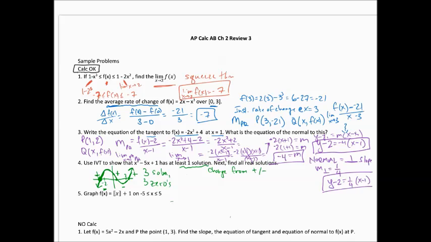I suggest not using the trace feature, but rather going second calculate if you're using a TI, and finding the zeros. I don't have the TI here that I could show you in this video, but you go ahead and do the steps for it. Okay, so using the graphing feature, you graph it, then second calculate, and find the zeros.